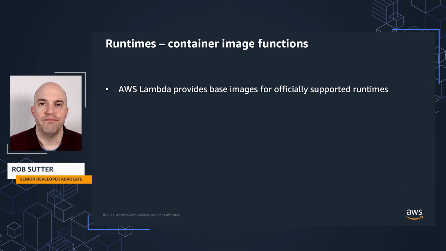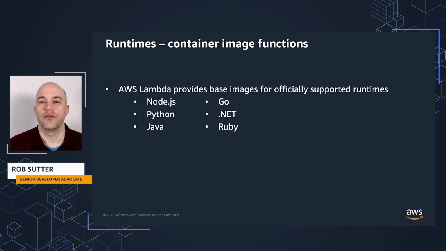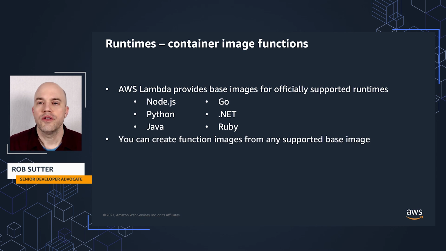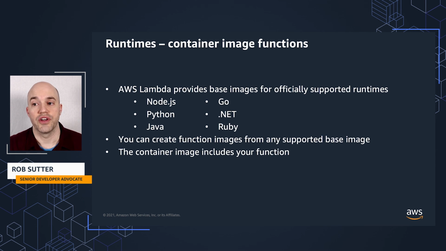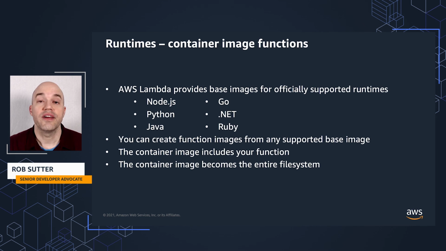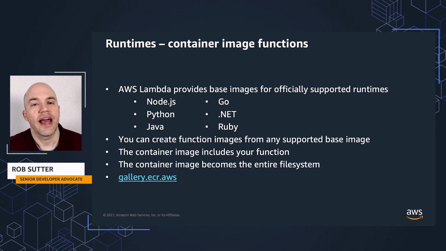AWS Lambda provides a number of base images that include the Lambda runtime for you to help you get started, and those are provided for the same 6 runtimes that were shown for zip files. However, you can create container images from any supported base image. When you do this, your container image includes everything from the operating system all the way up through your function code. And in fact, when it's deployed, the container image becomes the entire file system for the Firecracker micro VM. You can find the base images that are provided by AWS Lambda at gallery.ecr.aws by searching for Lambda.